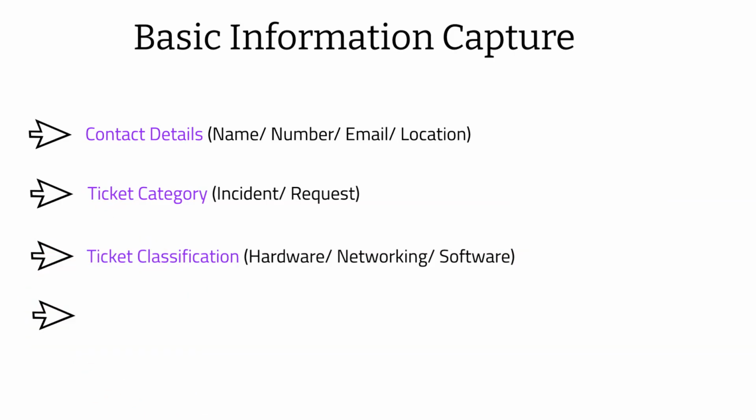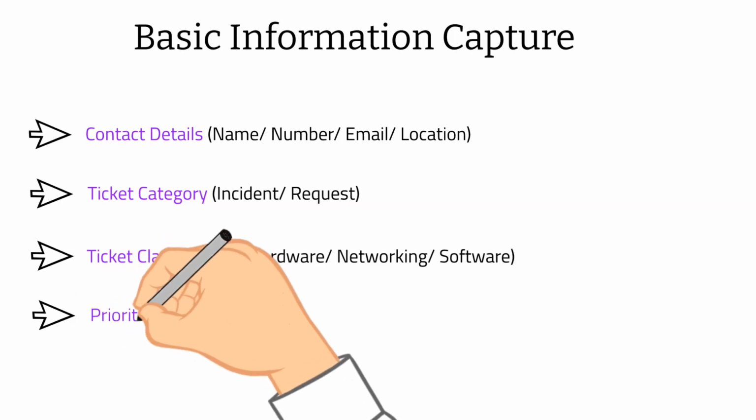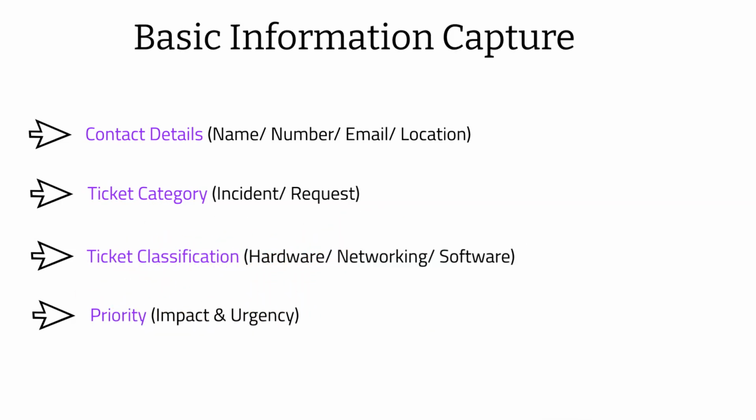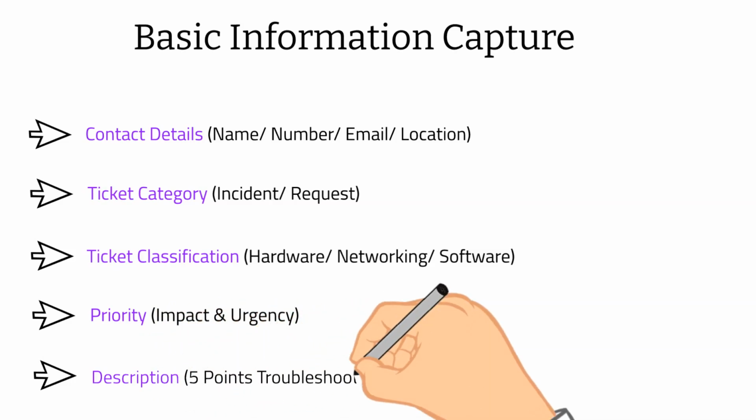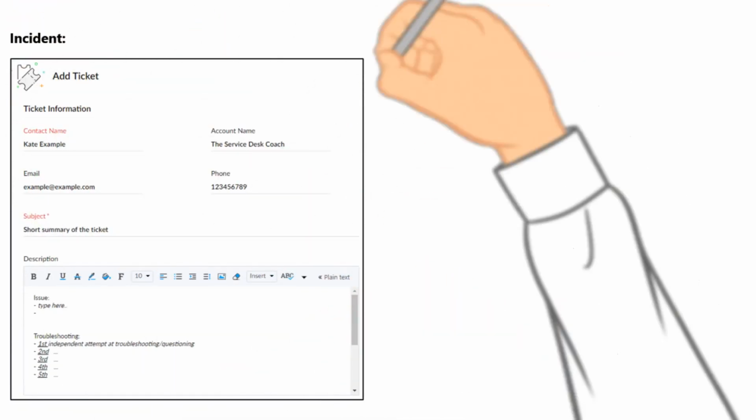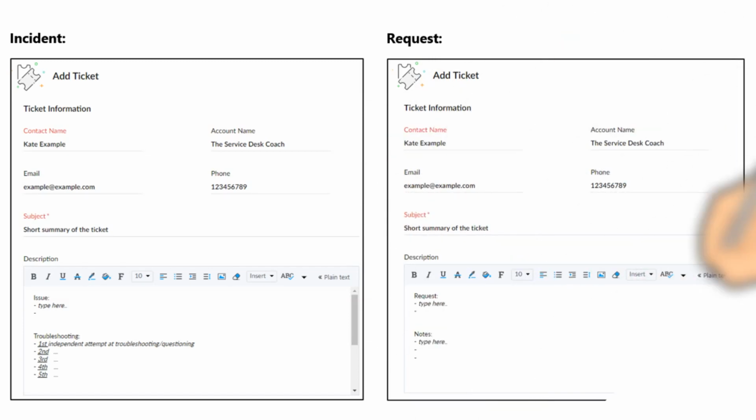Priority, which as we know, is determined by selecting the appropriate impact and urgency. And the description, which is where you will utilize the 5 points method to form your troubleshooting notes. In the main body of the ticket notes, commonly referred to as the description, we need to use the ticket structure displayed here, always. If this is the one thing you take away from this class, be it that you always apply the relevant structure to your incident or request ticket.